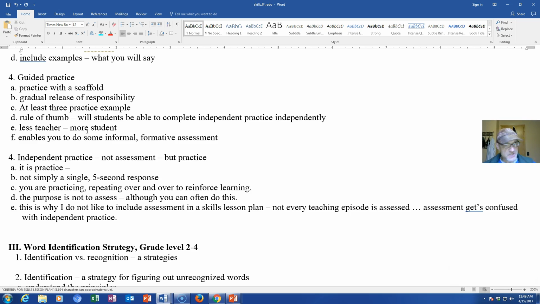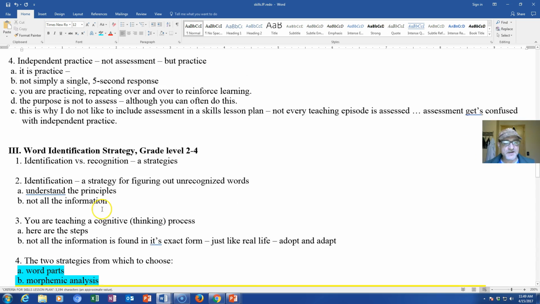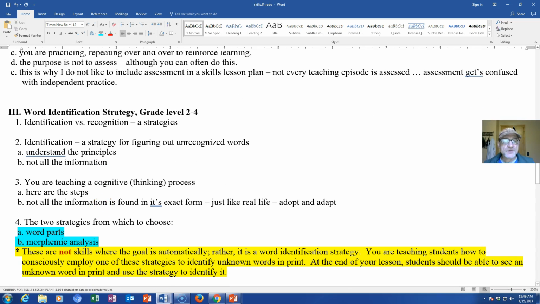That's assessment / independent practice. No, independent practice is practice. Practice, doing it over and over, reinforcing. You will assess another day, but the purpose of independent practice is to practice independently. Have I said that enough times? I think I have. All right, the third part is to understand what a word identification strategy is.